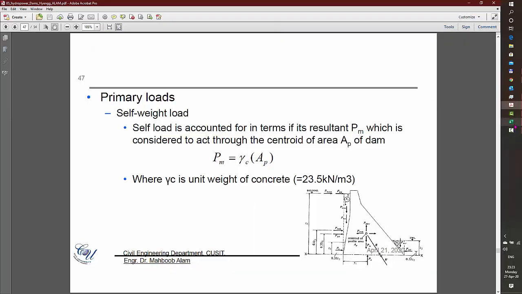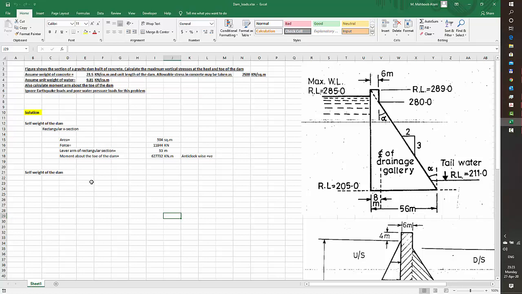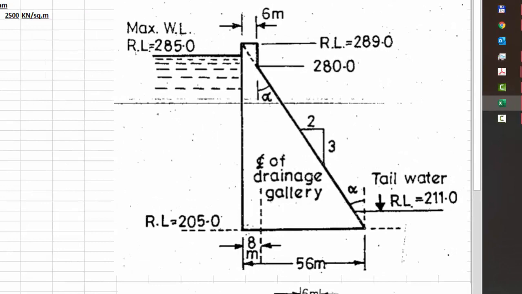So let's look at one problem that we are going to solve. Now this is one typical problem, a very simplified problem that we have to solve. You see, we have a gravity dam. A gravity dam is usually a concrete dam, and we have to calculate the maximum vertical stresses at the heel and toe of the dam. If you remember, we said that this part is called the heel of the dam and this one is the toe of the dam.